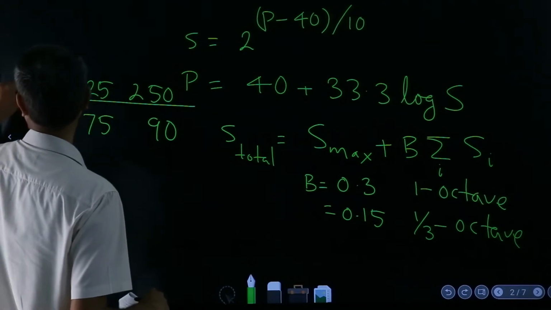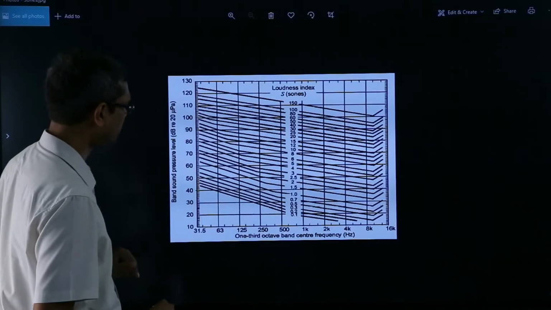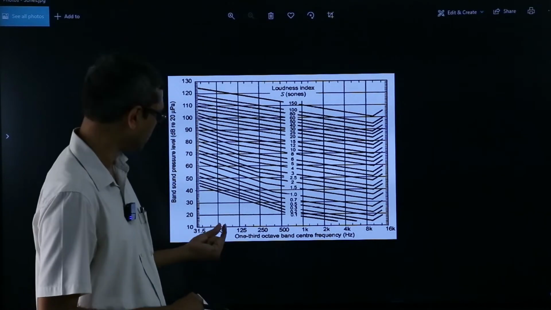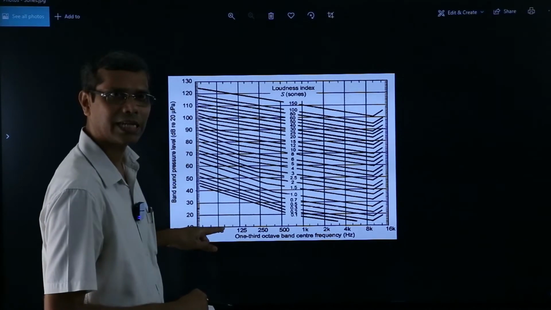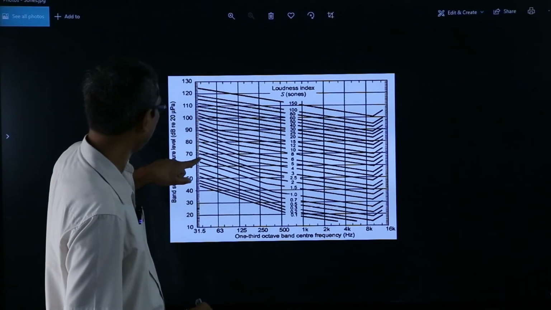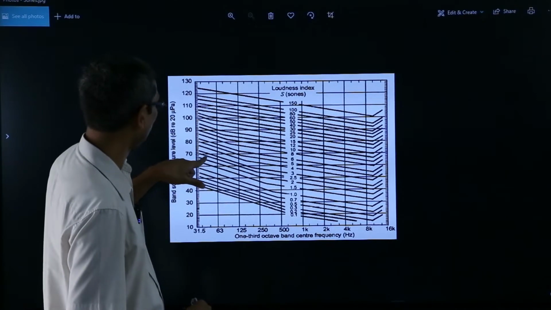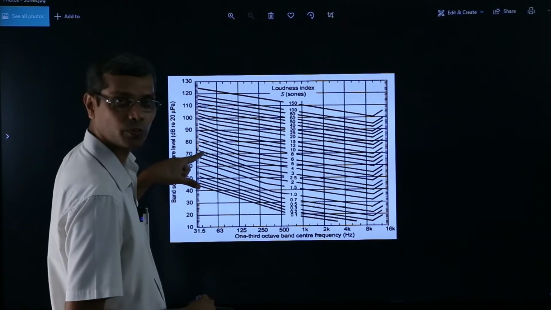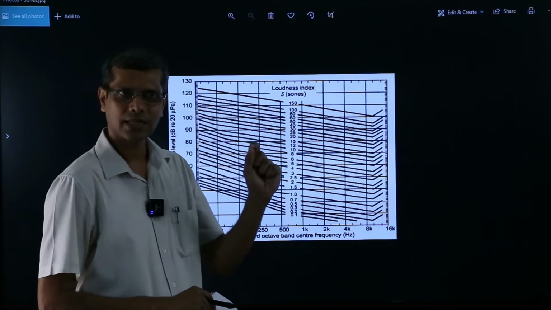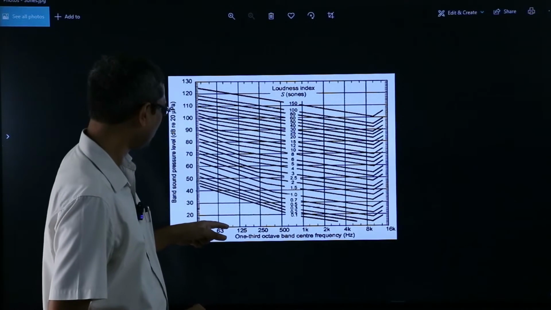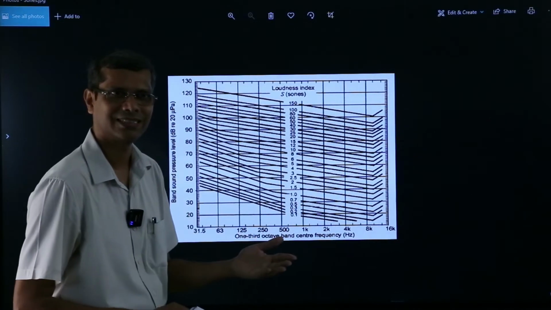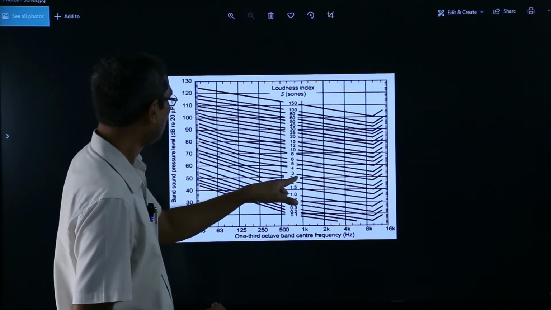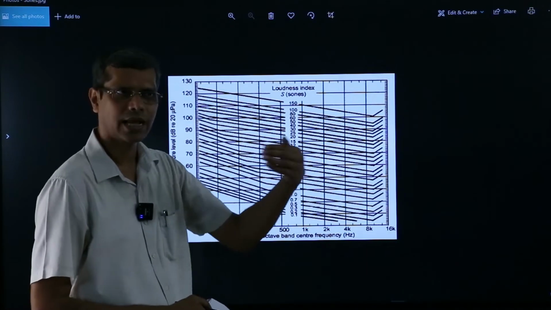Now if you go to that picture, the 63 octave center frequency, so you had 68, no? Now if you go to 68, it's almost like 2. The loudness index in sones is around 2. So the S_i for that is 2. Similarly for the next one, 70 or whatever, at 125 hertz, 70 dB, again you calculate that S_i, and like that you just add them.